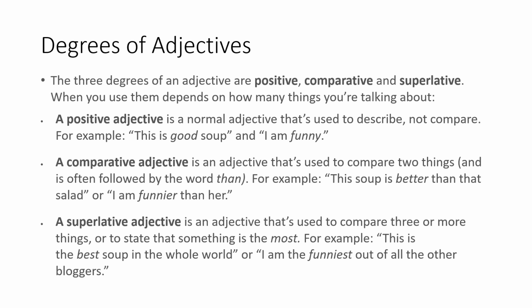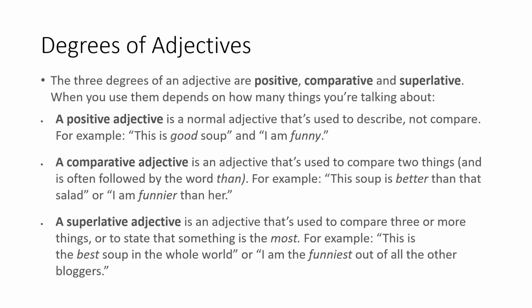A comparative adjective is an adjective that is used to compare two things and is often followed by the word than, because there is always a comparison. That's why we have to use the word than in such sentences. For example, this soup is better than that salad, or I am funnier than her.